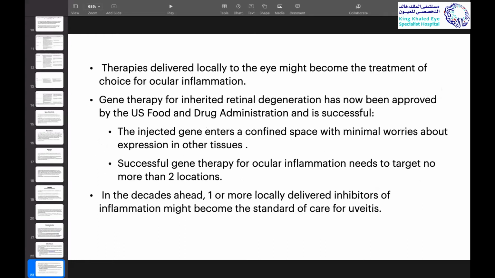Therapies delivered locally to the eye might become the treatment of choice for ocular inflammation. Gene therapy, which is approved in the US by the FDA, is successful. The injected gene enters a confined space with minimal worry about expression in other tissues. This success was related to the fact that therapy for ocular inflammation needs to target only 2 locations, unlike other autoimmune diseases where it needed even more. We think that in the decades ahead, 1 or more locally delivered inhibitors of inflammation might become the standard treatment.